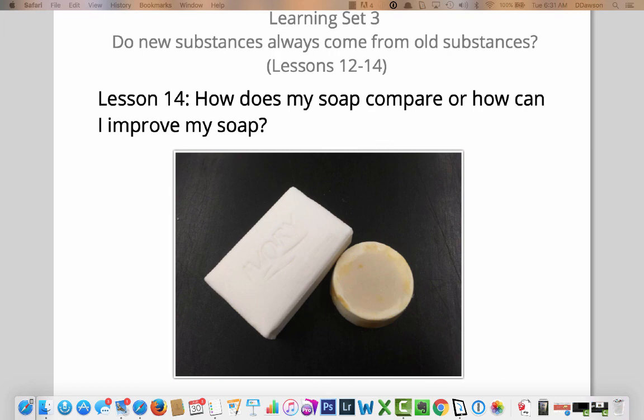And that is the end of IC2: How can I make new substances from old substances?